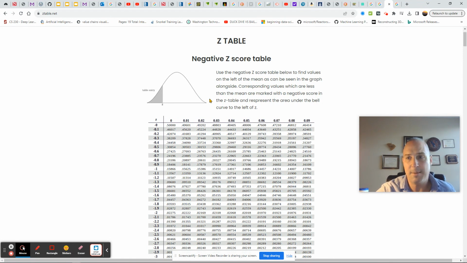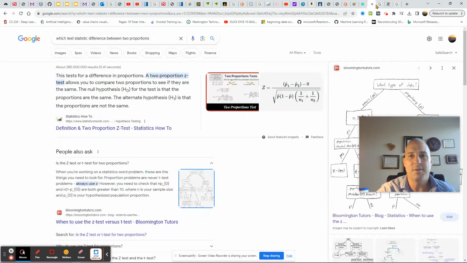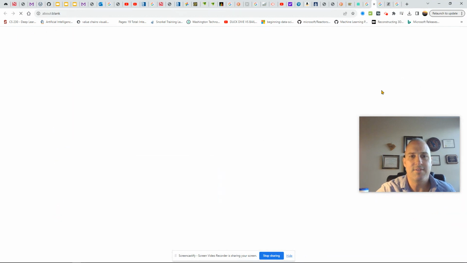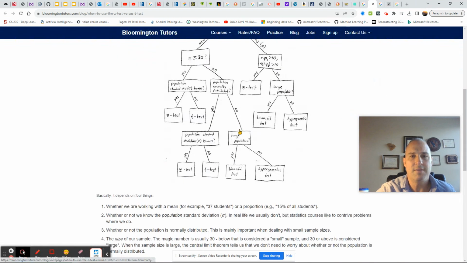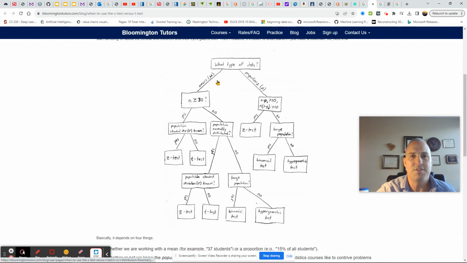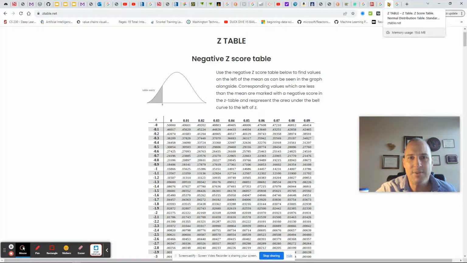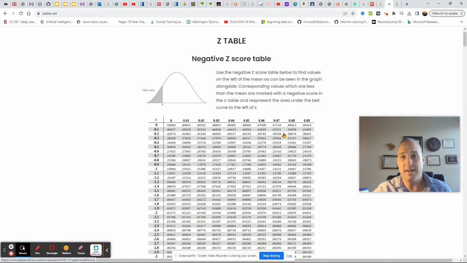So you're going to use a z-table for some distributions and a t-table for others, and this is a nice thing I found here. I'll give you a link to this page that shows you when to use a t-test and when to use a z-test. It's really just about which distribution you're looking at. Okay, so that's really everything in a nutshell. That's quite a lot that I've dumped on you.